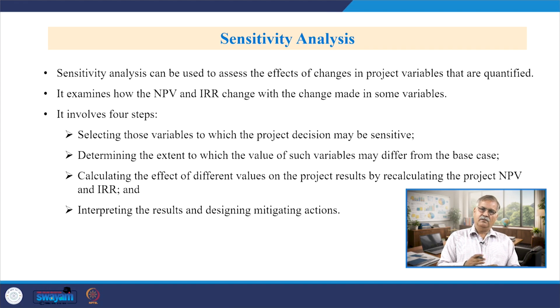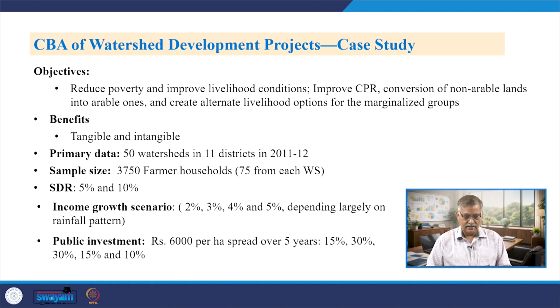Similarly, we can also factor in the interest rate and many other macroeconomic parameters to know how these macroeconomic parameters are affecting the outcome of the project. So, sensitivity analysis can be done by keeping different values for discount rate, or we can also know how much will be the inflation rate, or how the macroeconomic factors change, and how the change in these variables affects the outcome. So, let me now also briefly discuss a case study on cost benefit analysis of watershed development project.